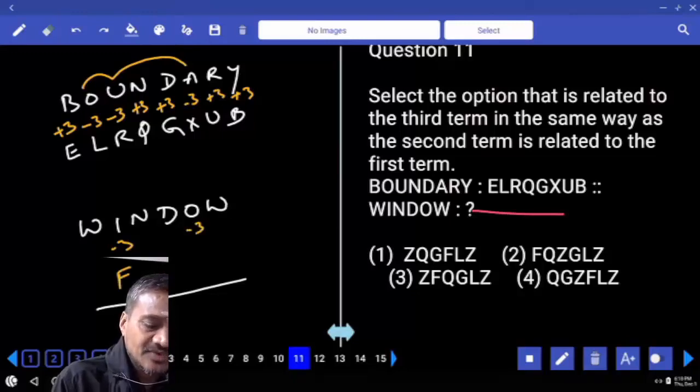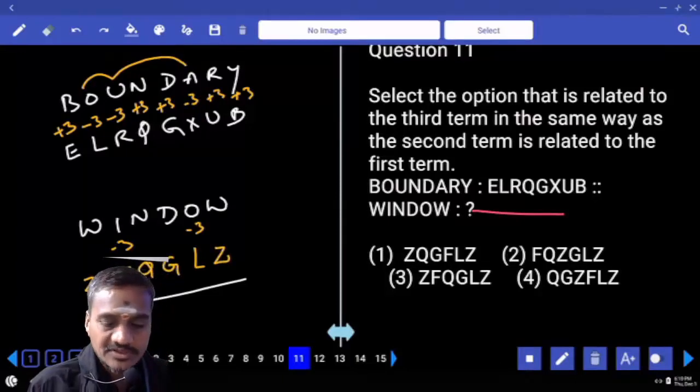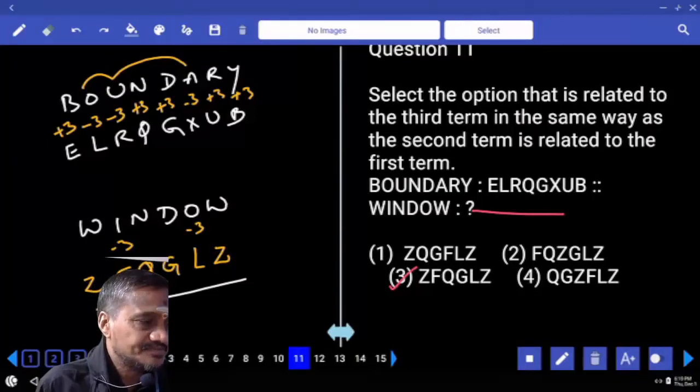I minus 3 is F. O minus 3 is L. For consonants, plus 3: W plus 3 is Z, N plus 3 is Q, D plus 3 is G. So Z, F, Q, Z, L, Z. Choice 3, question number 11.